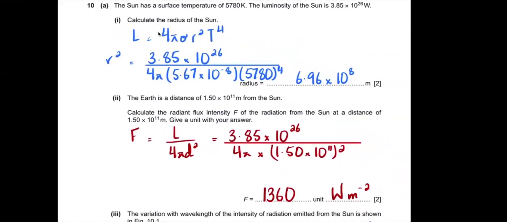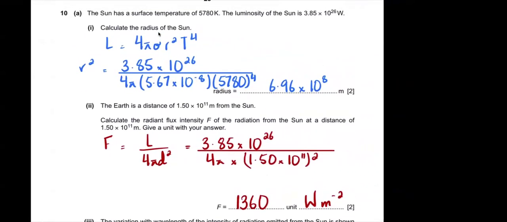All right, let's start with the first few parts. So surface temperature is given, luminosity is given, you are asked for the radius.